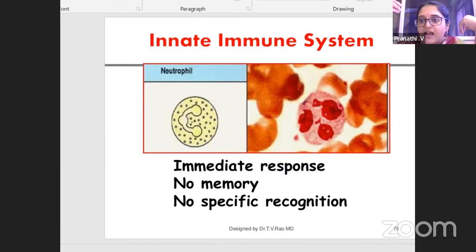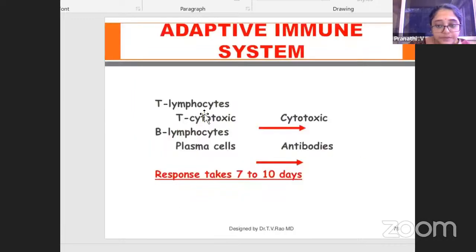That is because your memory cells, even when you are exposed to chickenpox later in your life, are going to come and destroy those pathogens. But it is not going to happen every time. Whenever innate immunity is triggered, you do not have a memory. So it is an immediate response with no specific recognition as such. Only neutrophils are released. In the adaptive, you have, of course, cytotoxic cells and antibodies being released, and it will take almost 7 to 10 days for these antibodies to kick in.